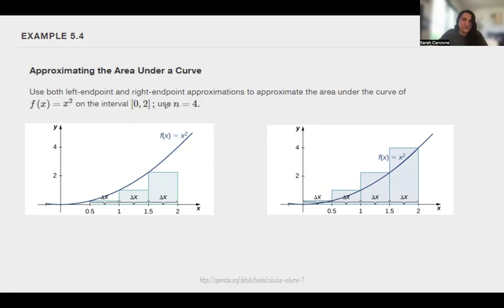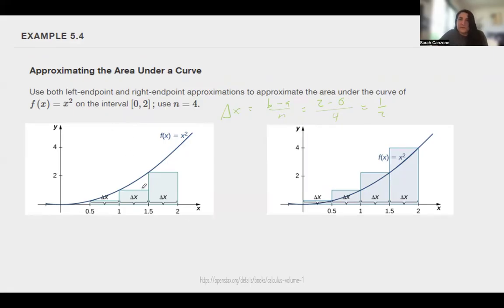So if we have 0 to 2, then the change in x, and this will be the same for both the right and the left because the intervals don't change. The change in x is b minus a over n, right? So this is a and b, so that means that we have 2 minus 0 over, and n is 4, which gives us 2 over 4, which is 1/2. So each rectangle has a width of a half. As you can see, this is divided into a half.